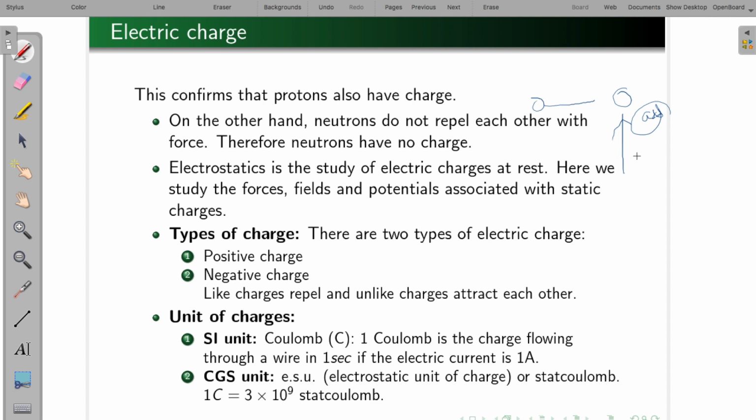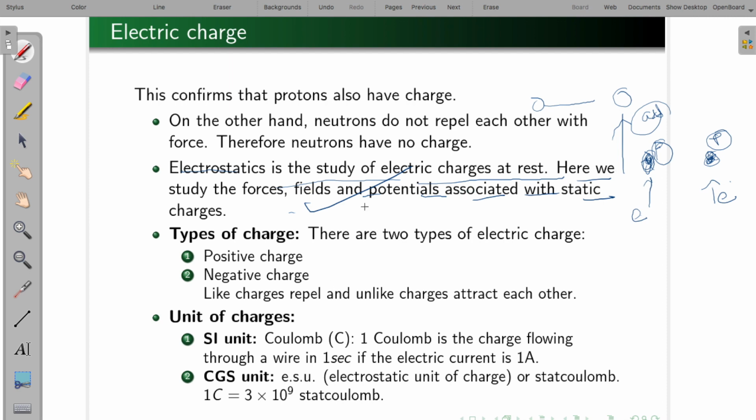In this chapter, or in this lecture series, we will discuss the charges which are at rest. It means if we place a charge here, like an electron or a proton, they are not moving. It will not move anywhere; it will be fixed at this point. So electrostatics is the study of electric charge at rest. Here we will study the force, the field and the potential associated with static charges.